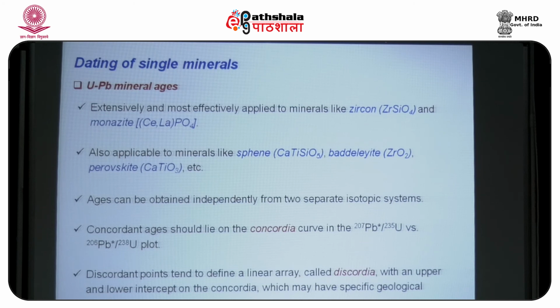As we have seen before as well, the concordant ages should lie on a Concordia curve, which I also described in detail in the last lecture, and the discordant points also lie on a straight line which is called discordia, with an upper and lower intercept on the discordia, which also has specific geological significance, which has also been discussed in the last lecture.